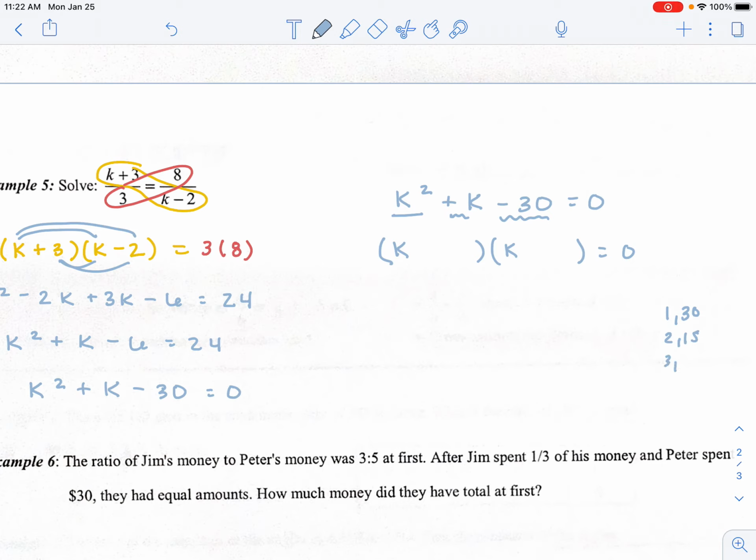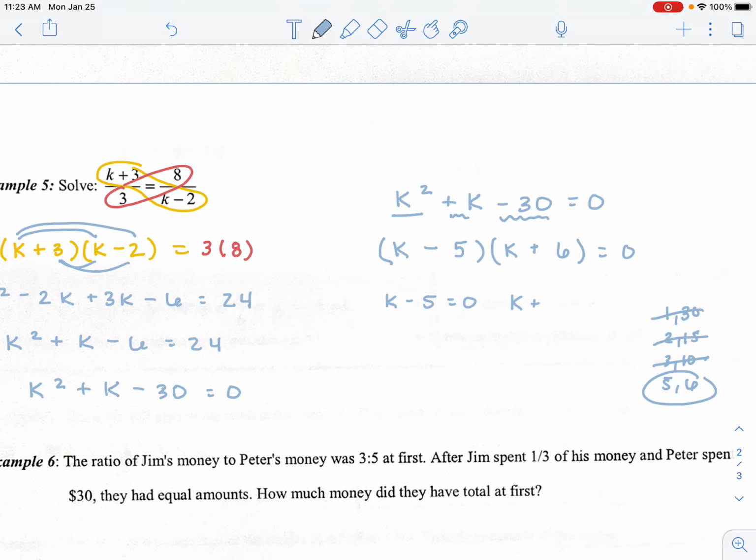So let me think of the factors of 30. I've got 1 and 30, 2 and 15, 3 and 10. 4 doesn't go into 30. 5 goes into 30 6 times. I think that's probably about it. So looking for one of those combinations that would somehow combine to 1. I don't think 1 and 30 will. I don't think 2 and 15 or 3 and 10 will, but 5 and 6 will. If I want to make that into positive 1, I want the 6 to be positive and the 5 to be negative. So I would do negative 5 plus 6. All right, I get that positive 1.